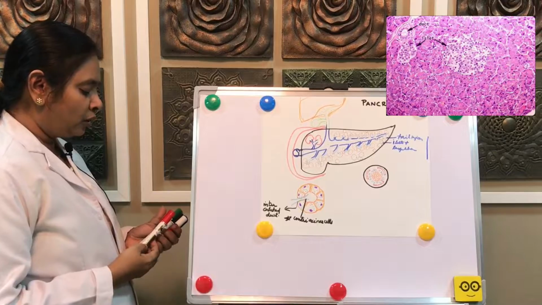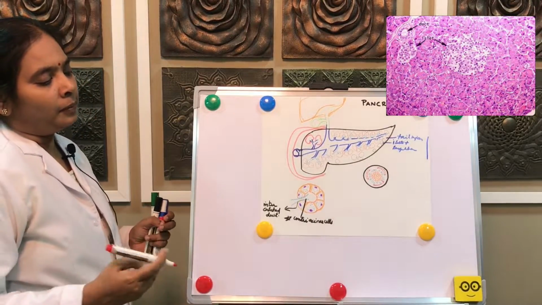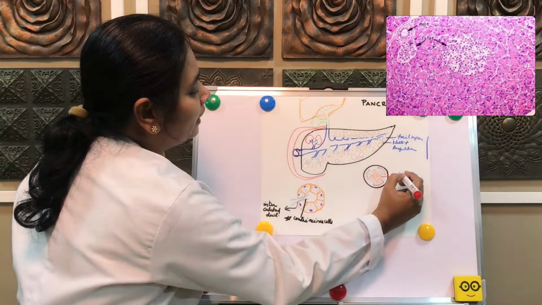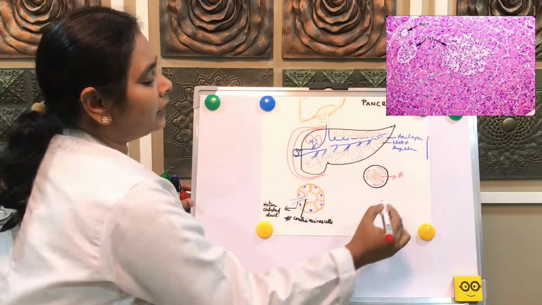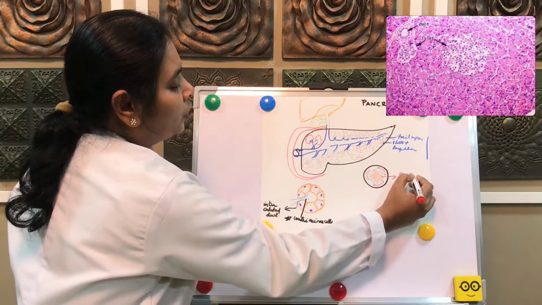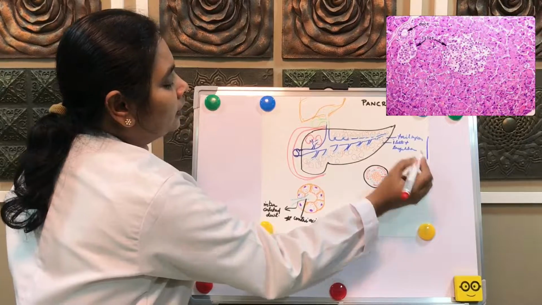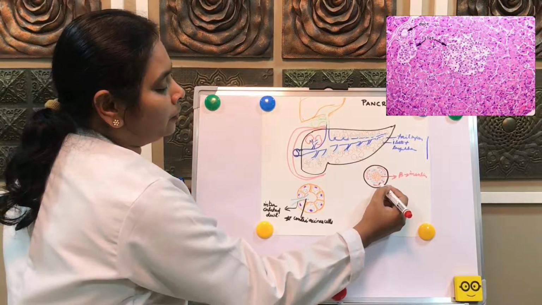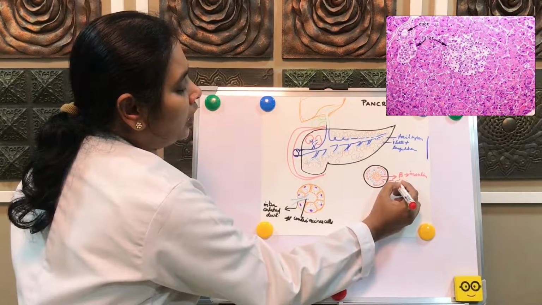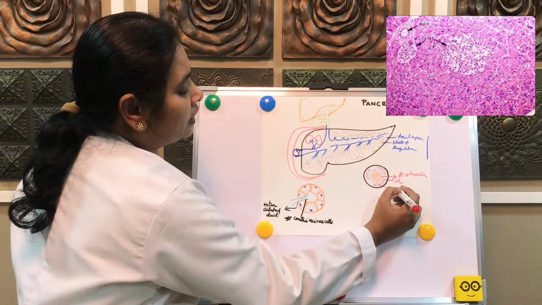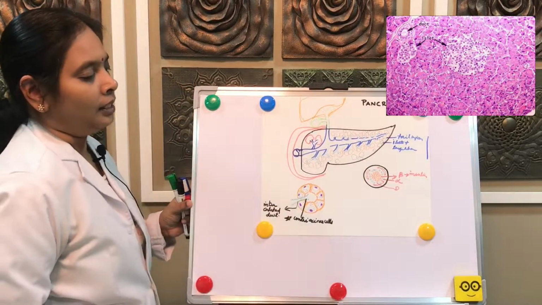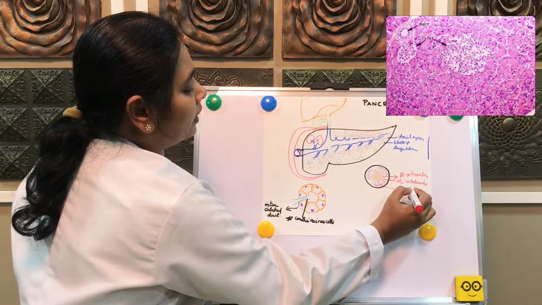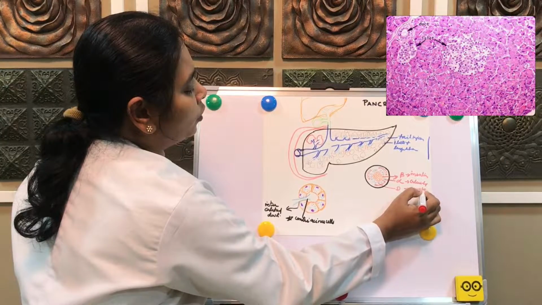They consist of 3 types of cells. The centrally placed cells, about 70% of the cells, are formed by beta cells. These beta cells are responsible for secretion of insulin. And then in the periphery, the other 2 types of cells. One is alpha cell and another one is D cell or delta cell. This alpha cell is responsible for glucagon. D cell is responsible for somatostatin.